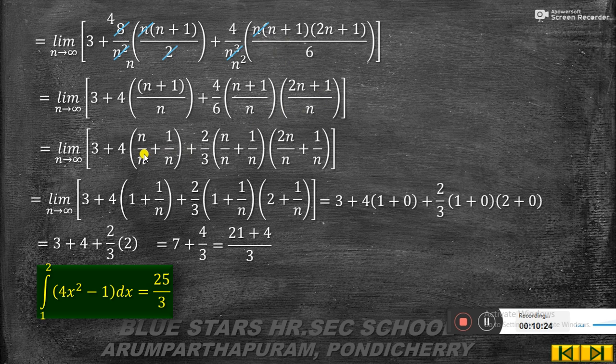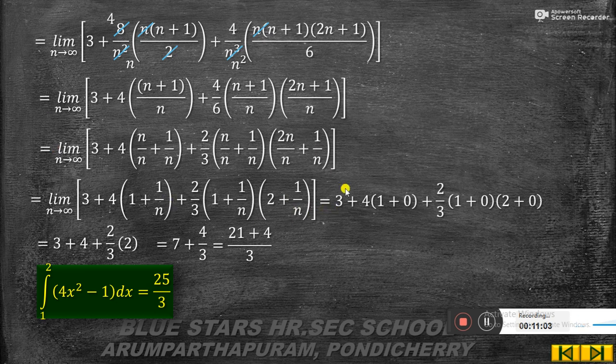So the next step I write: limit n tends to infinity, 3 plus 4 into, this n divides every numerator, so n by n plus 1 by n, plus 2 by 3, since 4 by 6 cancelled by 2, 2 2s are 4, 2 3s are 6, into this n divides every numerator, n by n plus 1 by n, next 2n by n plus 1 by n. So the next step, limit n tends to infinity, 3 plus, n by n is 1, so 4 into 1 plus 1 by n, plus 2 by 3 into n by n is 1, 1 plus 1 by n, plus 2n by n is 1, so 2 plus 1 by n.